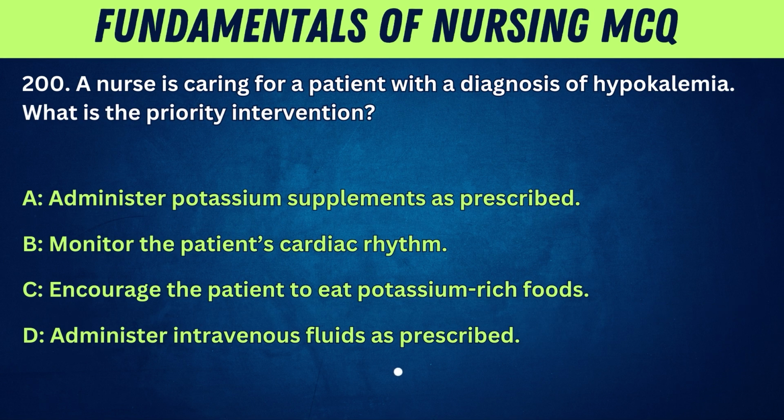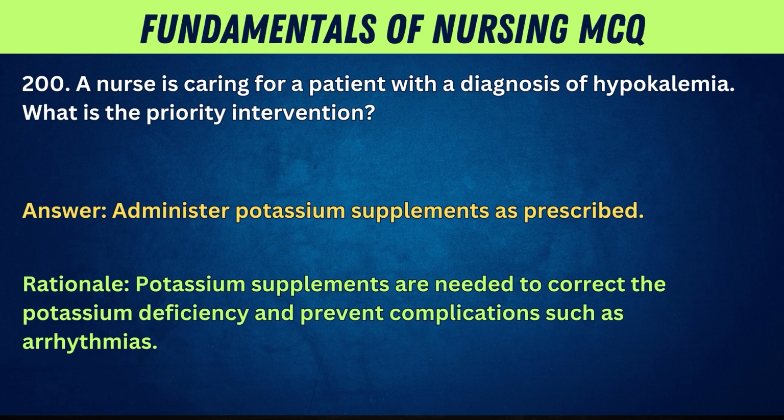200. A nurse is caring for a patient with a diagnosis of hypokalemia. What is the priority intervention? A. Administer potassium supplements as prescribed. B. Monitor the patient's cardiac rhythm. C. Encourage the patient to eat potassium-rich foods. D. Administer intravenous fluids as prescribed. Answer. Administer potassium supplements as prescribed. Rationale. Potassium supplements are needed to correct the potassium deficiency and prevent complications such as arrhythmias.